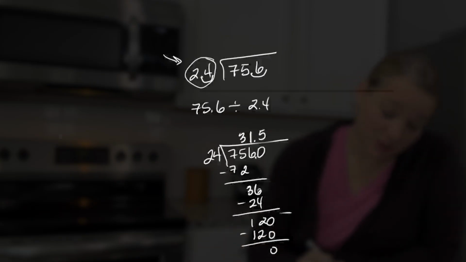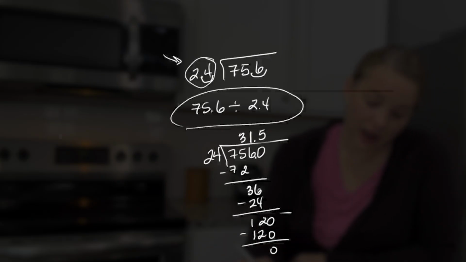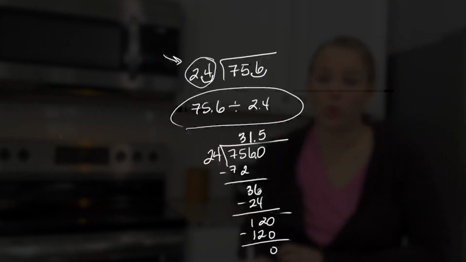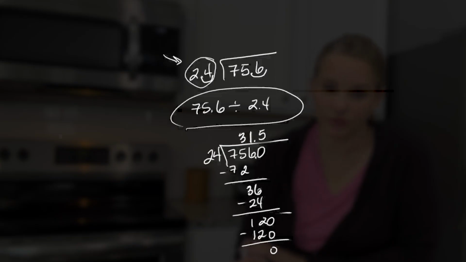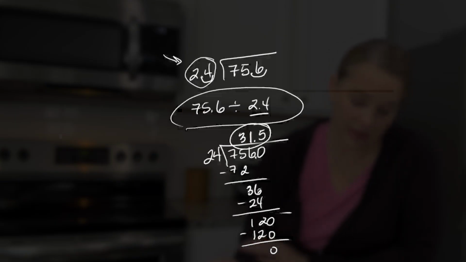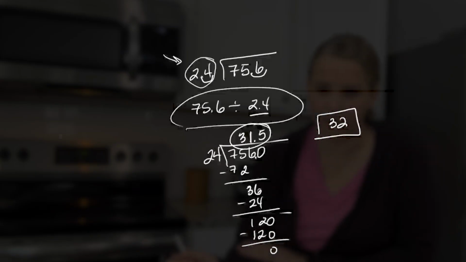Our original numbers were 75.6 divided by 2.4. So which one has the fewest number of significant figures? 2.4, which has 2 significant figures. And so how can we report our answer? We round it. We have to round this to have 2 significant figures. So our actual answer will be 32.